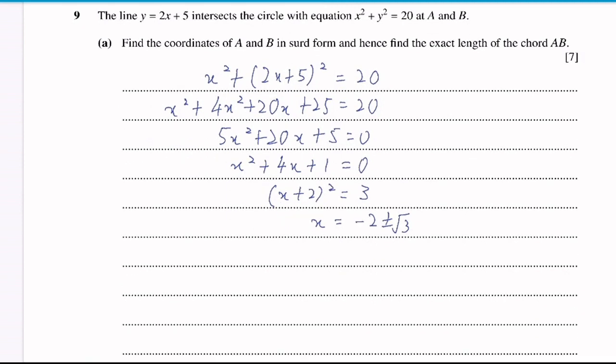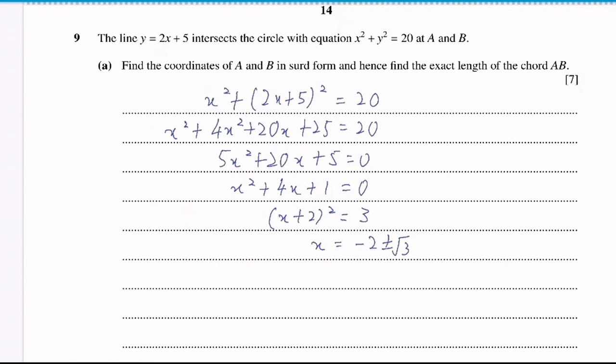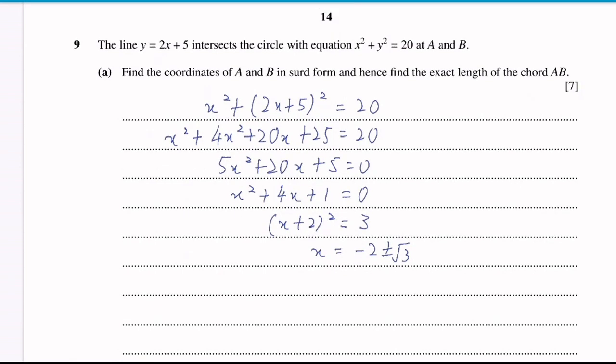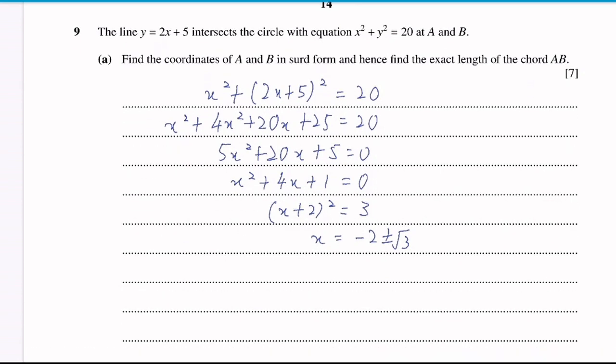So correct me if I make any mistake in the middle of the steps here. With this x, of course, we have to find the y coordinate. We have x is -2 plus sec 3. So the y here is 2 times (-2 plus sec 3) plus 5. So for this, we get 1 plus 2 sec 3.